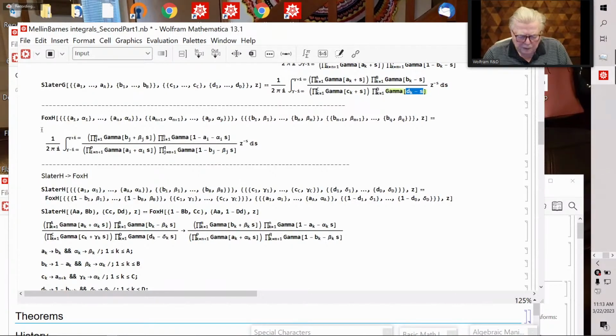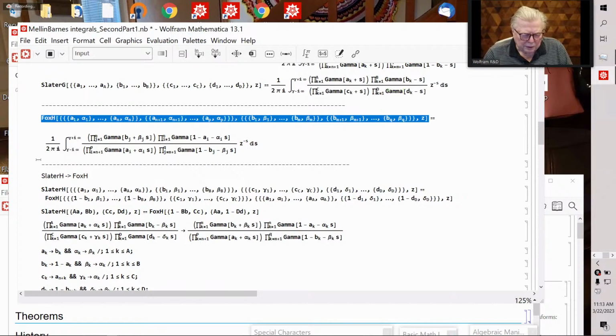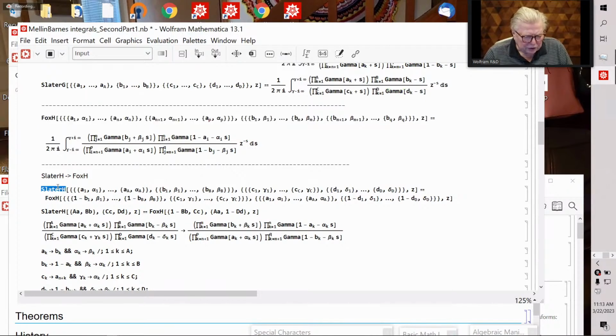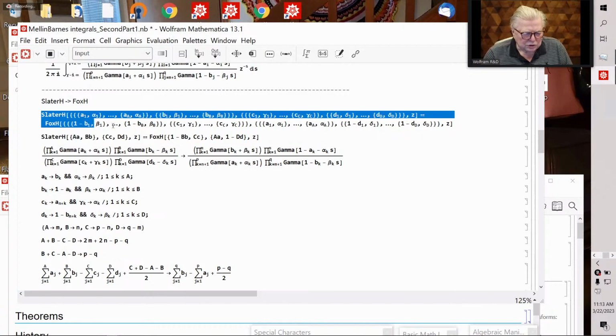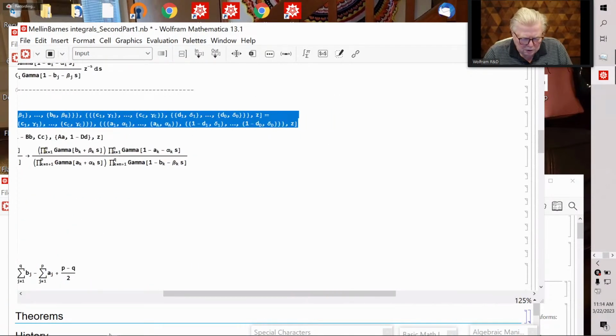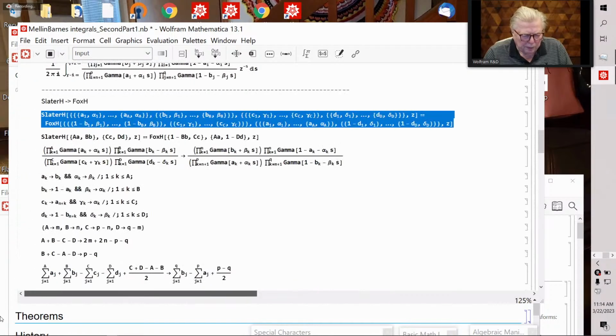In this talk, I can mention that we have conversions from one function to another, for example, SlaterH to FoxH and back. And I show rules which allow to do this. Now, these are exact formulas.